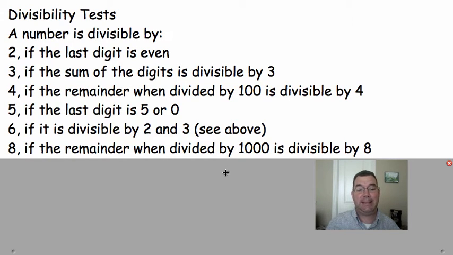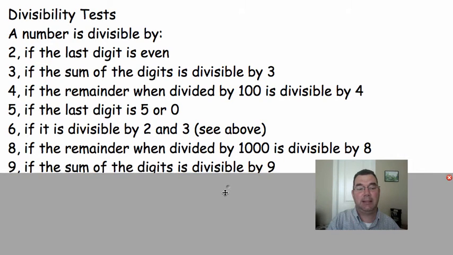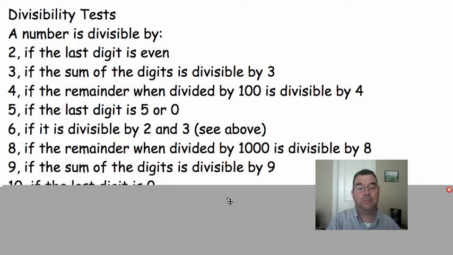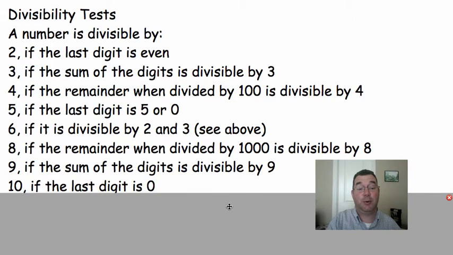It's divisible by 8 if you basically just look at the last three digits as a single number, and if that's divisible by 8, then the entire number is divisible by 8. And 9 is the same as 3, so if you add up the digits and that's divisible by 9, then the original number is divisible by 9. And you know that it's divisible by 10 if the last digit is 0.